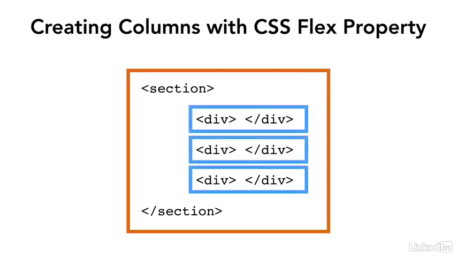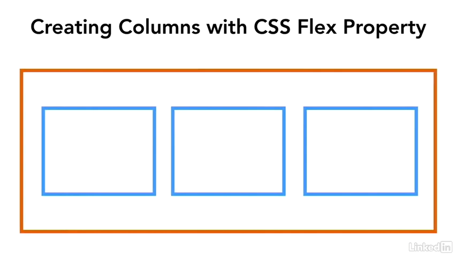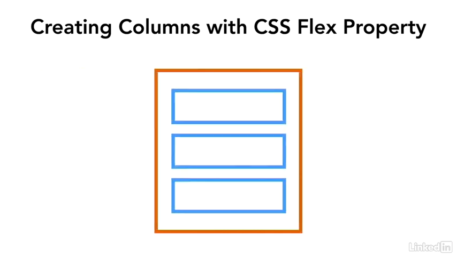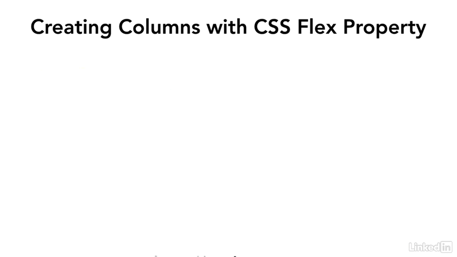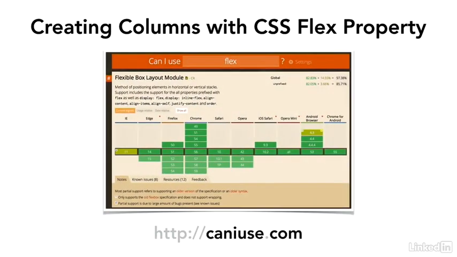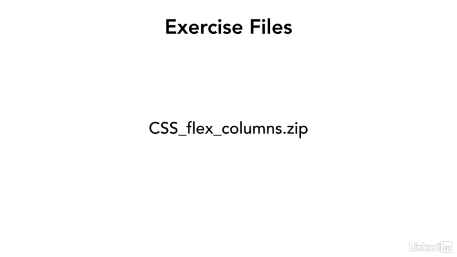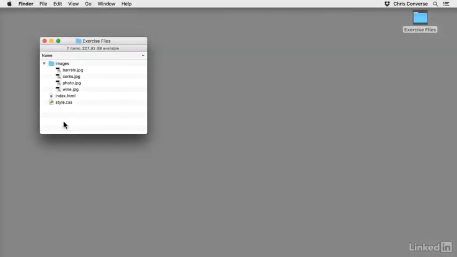In this episode, we'll create some columns on our web page using the CSS Flex property. The Flex property gives us greater control over layouts, and they're responsive, allowing us to change the layout for smaller screens. And while the Flex property is still rather new, all modern HTML5 browsers support the property, including partial support for IE11. So if you'd like to follow along with me, download the exercise files, and let's begin by opening index.html in a text editor.